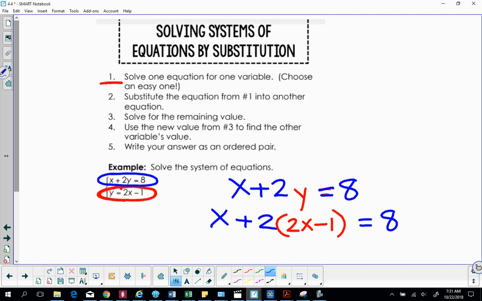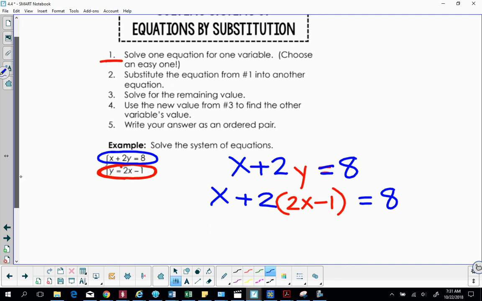So all I did right here is I substituted in for y. And we could have done it for x too. It doesn't matter what letter it is, but you're substituting in for a letter that's already solved. Then all you're doing is solving for that letter. So solve for the remaining value.